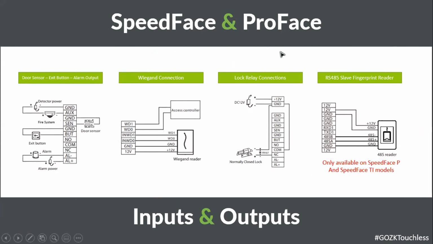On the third image, this is where you can connect the lock relay. So you can connect our readers to a mag lock, a turnstile, a flap barrier, or a swing barrier, so you can use our readers directly with those accessories. Also, you can connect the slave readers only to the SpeedFace Palm and the TI because they have the fingerprint on them. So this slave supports the fingerprint and the card.